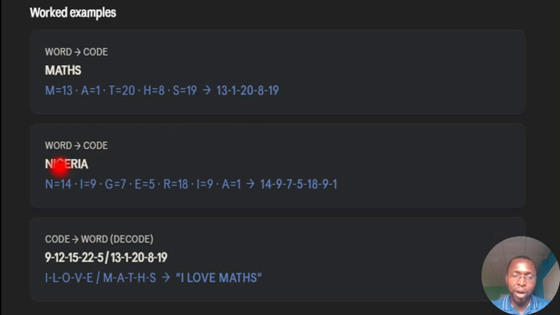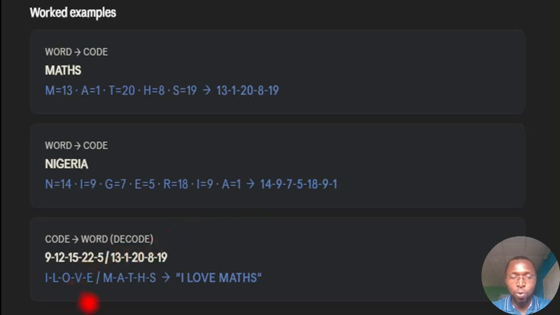The same applies to Nigeria. Go to our code table. N represents 14, I represents 9, G represents 7, E represents 5, R represents 18, then I represents 9 again, R represents 18, then A represents 1. So replacing all of these letters with their number code, we have 14, 9, 7, 5, 18, 9, 1. Okay, very, very simple code.